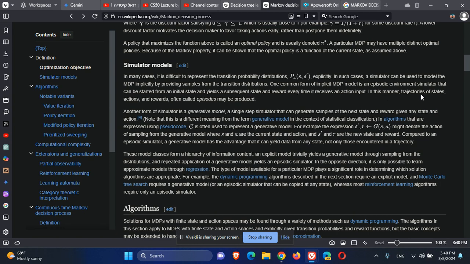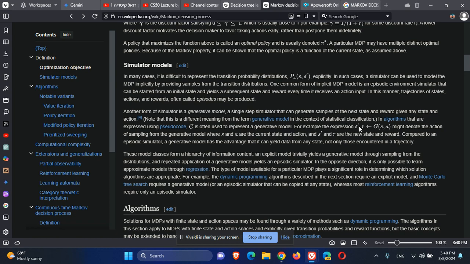In this manner, trajectories of states, actions, and rewards, often called episodes, may be produced. Another form of simulator is a generative model, a single-step simulator that can generate a sample of the next state and reward given any state and action. Note that this is a different meaning from the term generative model in the context of statistical classification. In algorithms that are expressed using pseudocode, G is often used to represent a generative model.